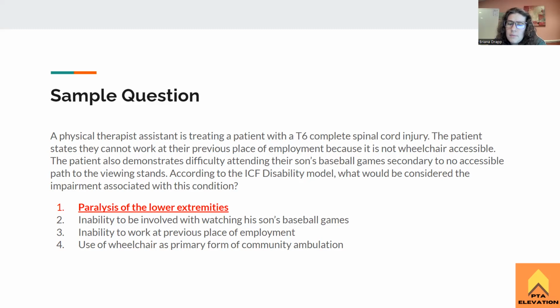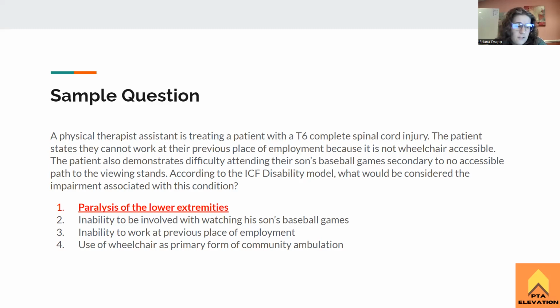Use of a wheelchair as primary form of community ambulation. I wouldn't say this is involved with anything. This is just how the patient's been adapting to doing things. This is an activity. I would say if we're going to classify this as anything, it's an activity.